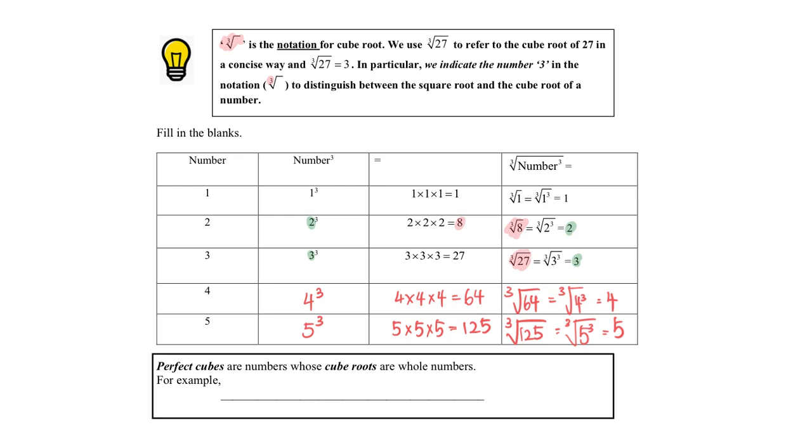And perfect cubes are numbers whose cube roots are whole numbers. So the examples are already on top. They are 1, 8, 27, 64, 125, and so on and so forth. These are just the first 5 perfect cube numbers.